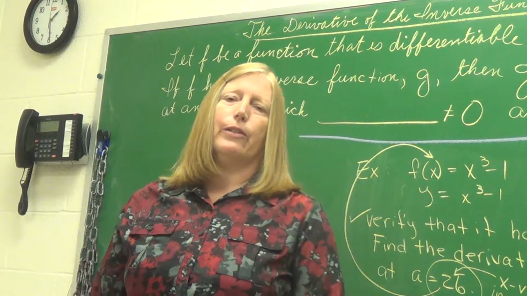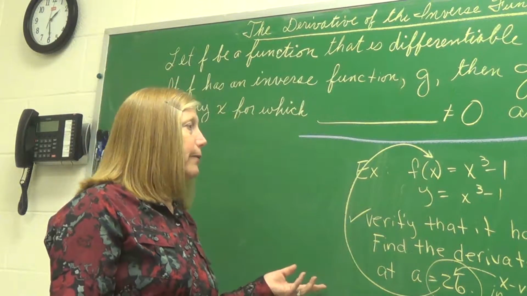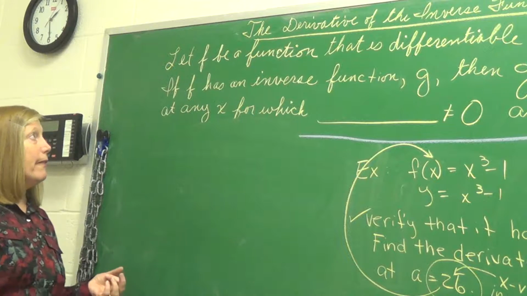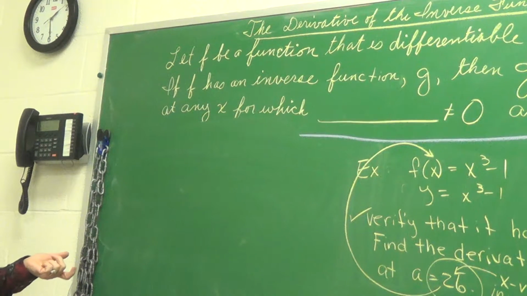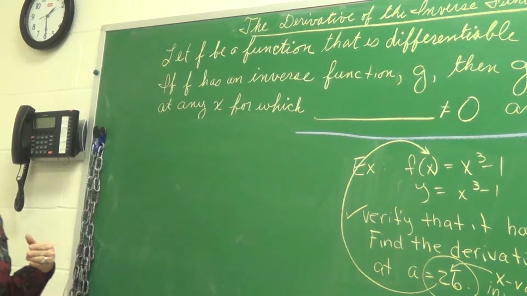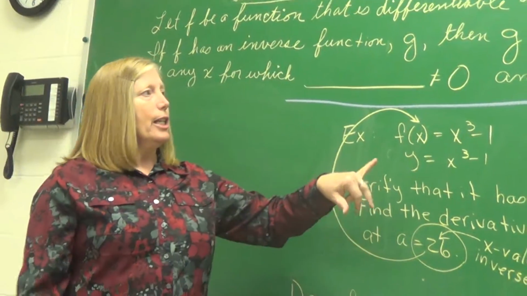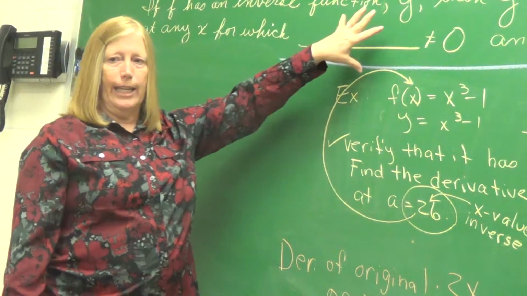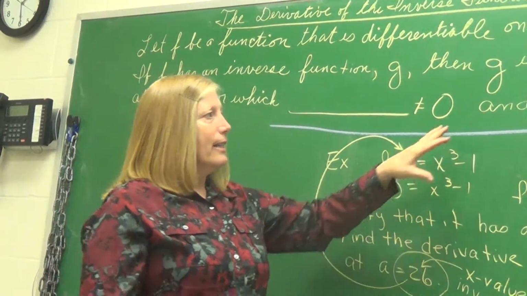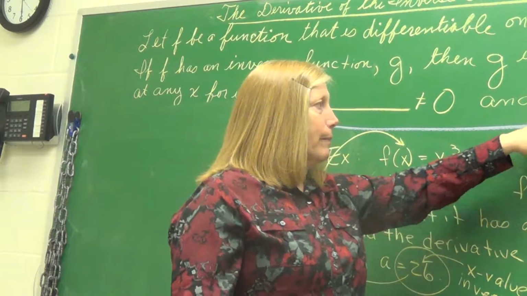All right, we're back on part 2 of this last video. Let f be a function that is differentiable on interval I. If f has an inverse function g, then g is differentiable at any x for which, I'll fill that in last, and here is the relationship.